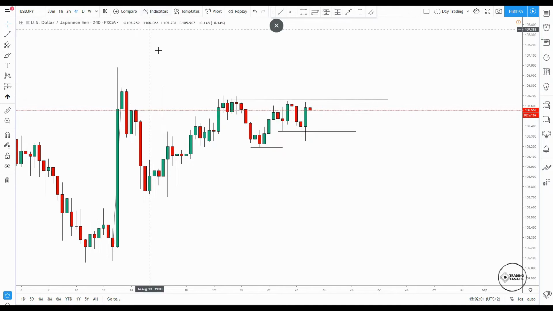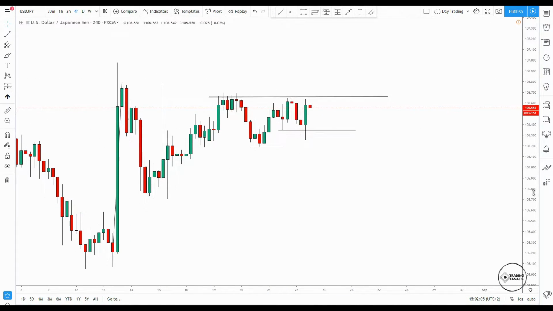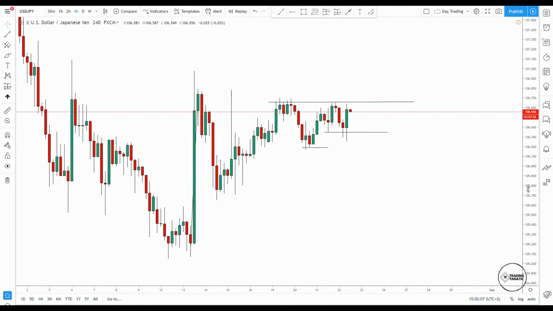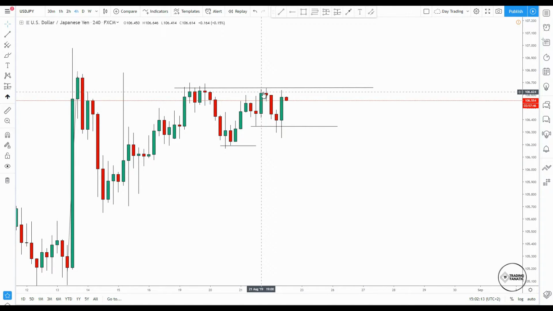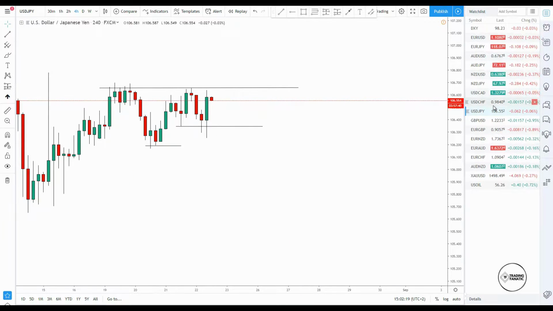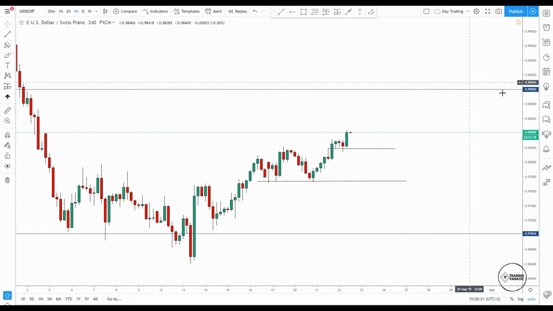So as we said, the positive correlation was with USD Swiss franc. So what do we expect from USD Swiss franc? We would expect a bullish price action, bullish structure, and maybe the last candles to look like this pullback, and right now we will be having a nice push up. So let's quickly check USD Swiss franc.